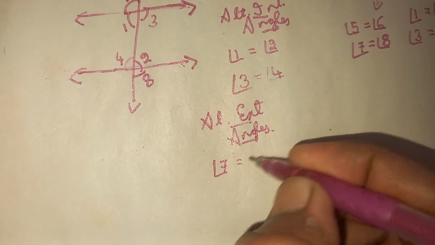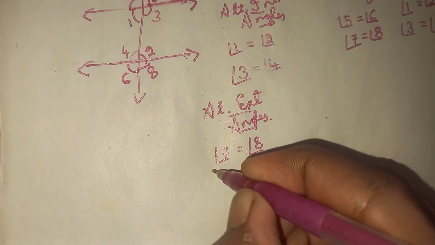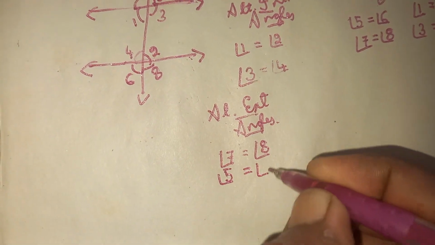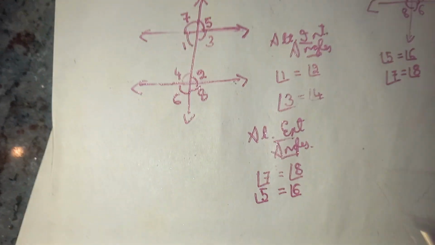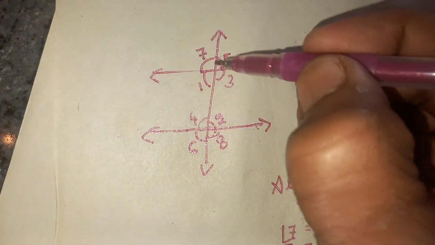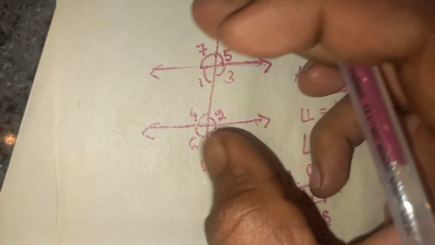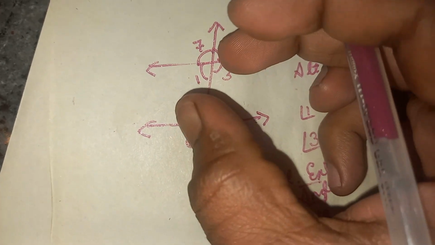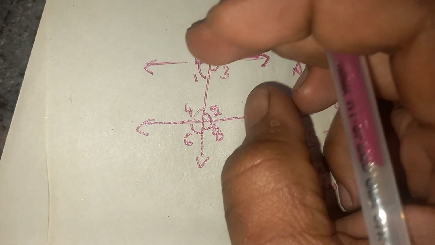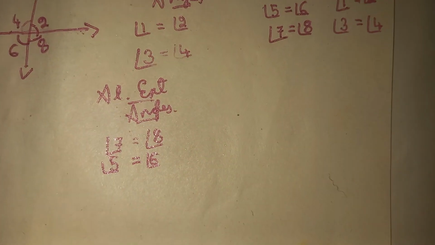Angle 7 is equal to angle 8, and angle 5 is equal to angle 6. These two angles, angle 5 and angle 6, are also alternating exterior angles. They are also equal. These two angles are equal, these two angles are equal. They are alternating exterior angles, and inside, these two angles are equal, these two angles are equal, they are alternating interior angles.